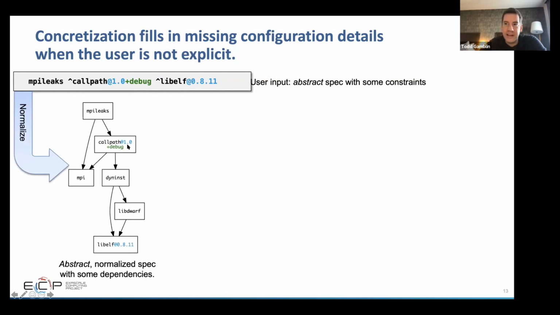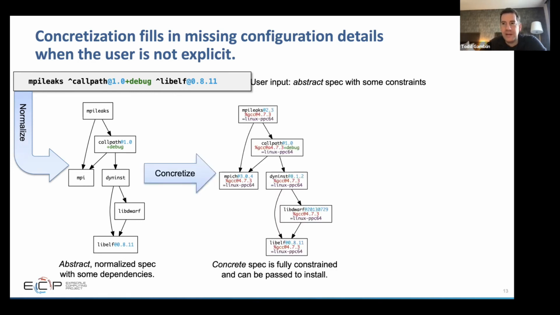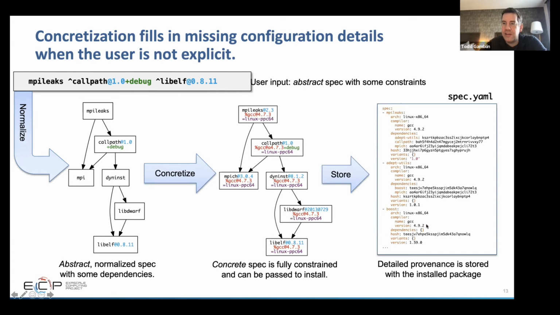We don't know exactly what it is that we have to build. And then concretization goes and figures out how to set them in a consistent way. And so it fills in all the details, and then we store that on disk. We store all the provenance, and you can actually query it. You can say spack find and query by all of these different attributes and say, of my 100 installs, which one has CUDA enabled, which one has different variants and things like that.